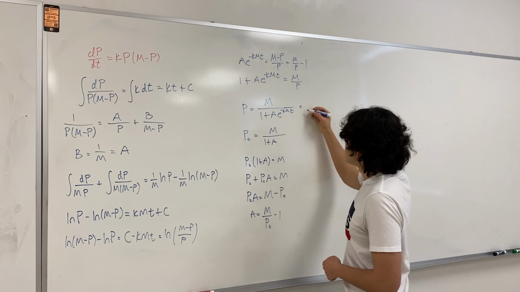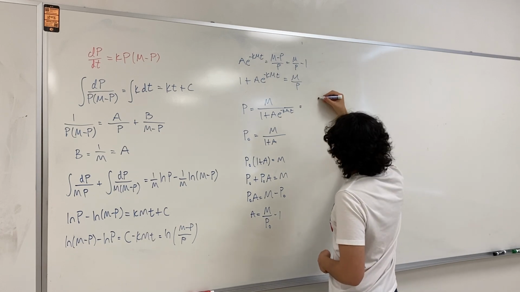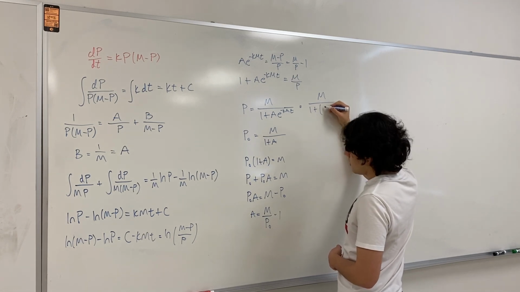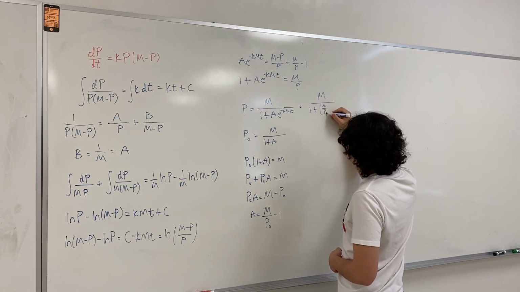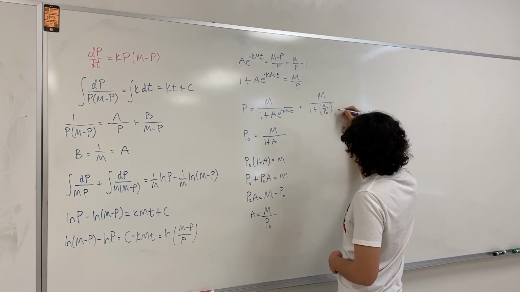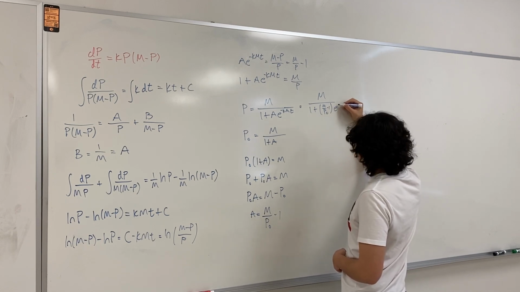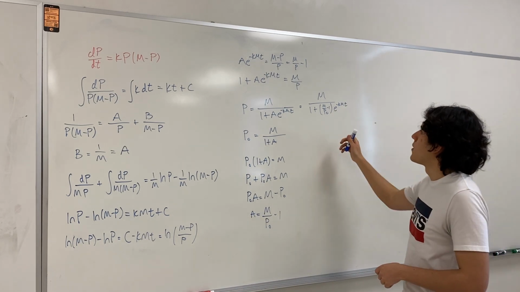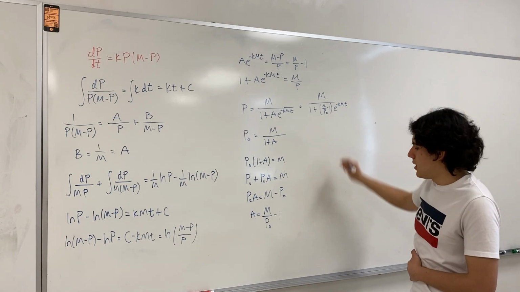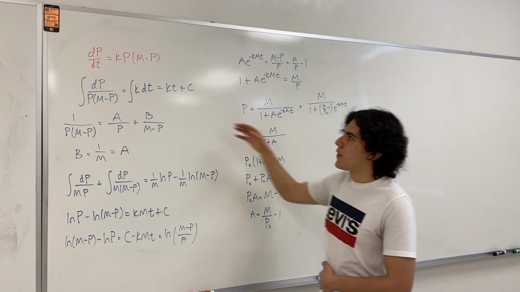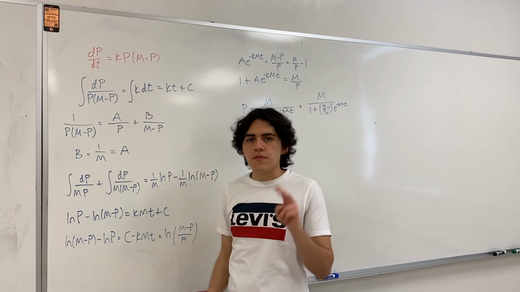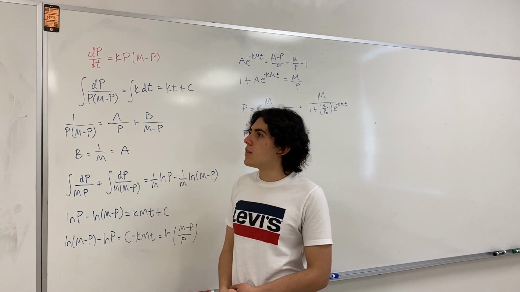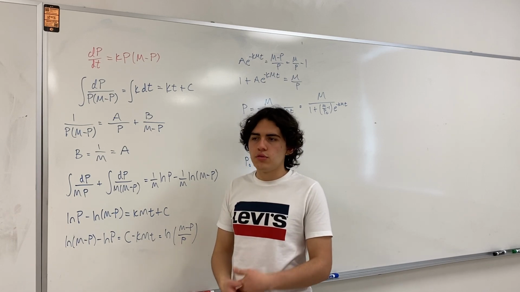If you want to write this in a better way, we would have p equals m divided by 1 plus, and then this is a little big, m divided by p naught minus 1 times e to the minus k times m times t. I hope you can see it from there. This is what we would get from this differential equation. Again, this differential equation satisfies two very important properties. At m, the population stops changing, and the population growth rate is proportional to the population size.